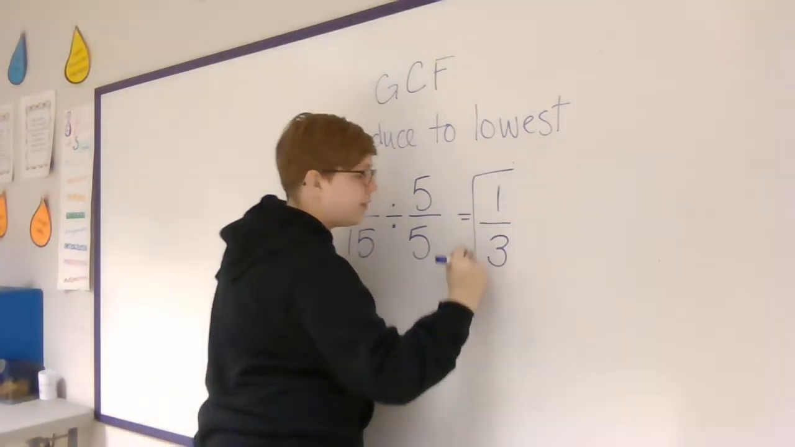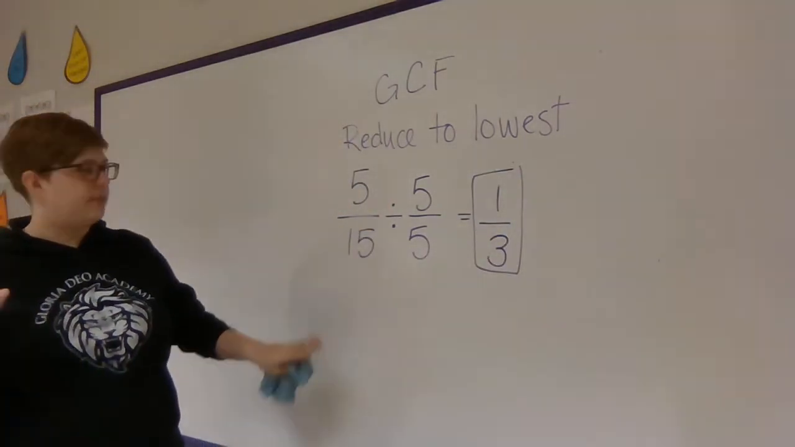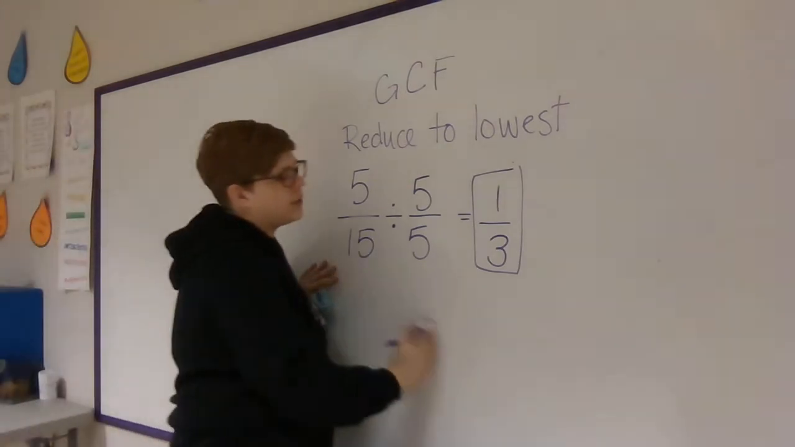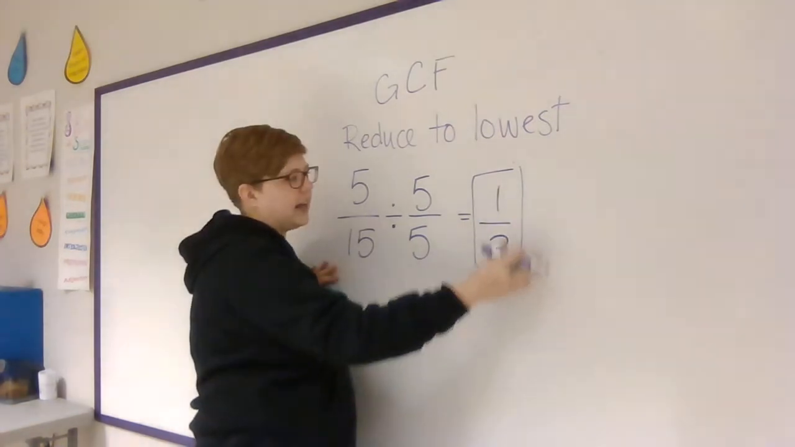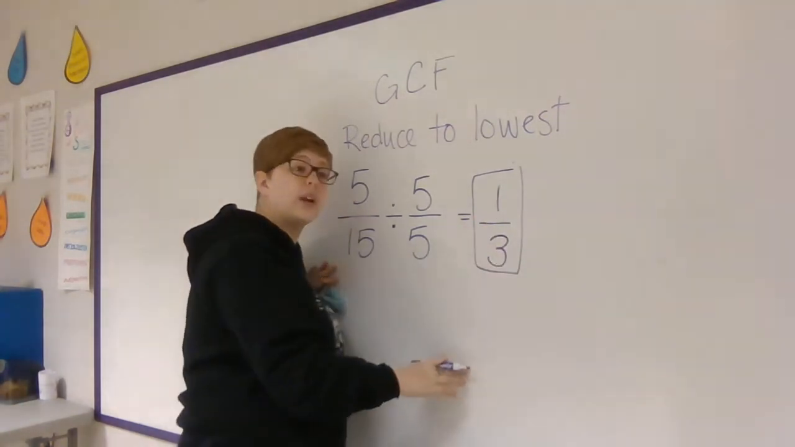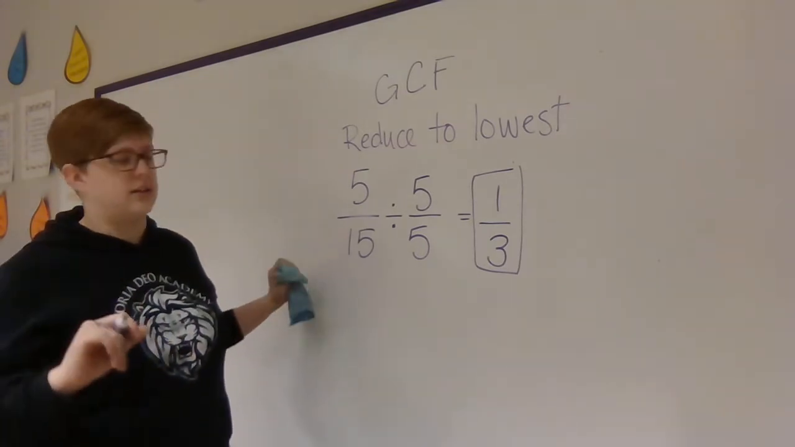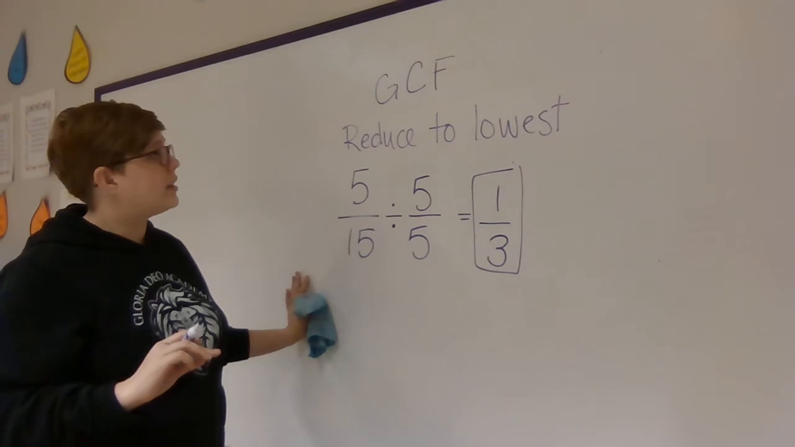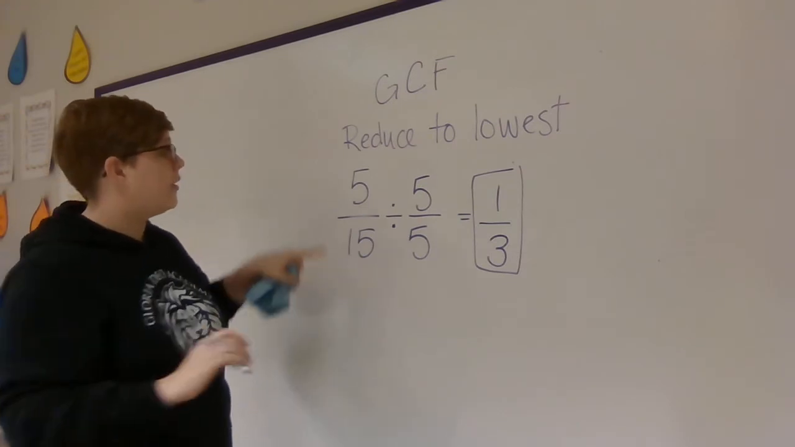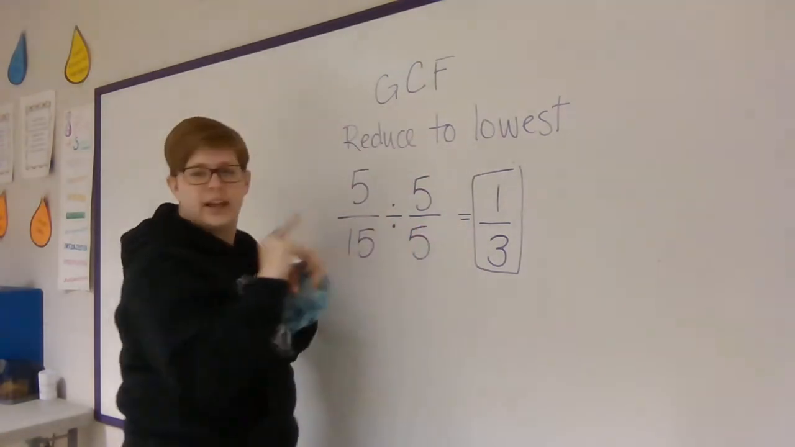So 1/3 is the lowest term. 5/15 can be reduced to 1/3. It doesn't get any lower than that. I can't take any more numbers out of 1 or 3 that are the same. I can't divide them by any more factors. This is the lowest I can divide. So, just like in the other problem, 5/15 is the same amount as 1/3, it's just less pieces.